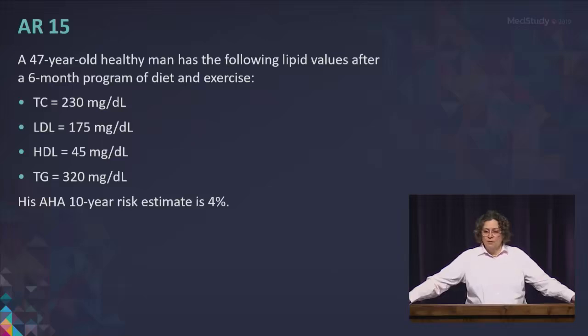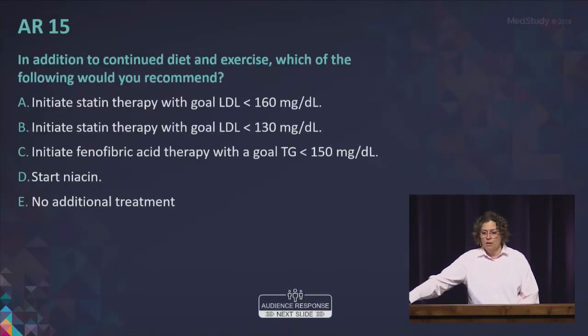Okay, 47-year-old healthy man has the following lipid values after a 6-month program of diet and exercise. Total cholesterol is 230, LDL is 175, HDL is 45, triglycerides are elevated, 320. Because he's older than the age of 40, we calculated his risk, and his 10-year risk estimate is 4%. In addition to continued diet and exercise, which of the following would you recommend?